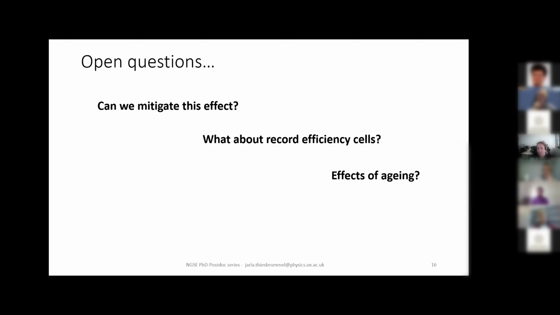Then other questions, like what are the effects of aging? We know that in general, the concentration of mobile ions increases a bit. So what exactly is going on there? Or maybe we can also look beyond perovskites and look at other emerging materials for PV. So is this current decay, or mobile ions in general, an effect that is just limited to perovskite, or do we also see it in other systems?